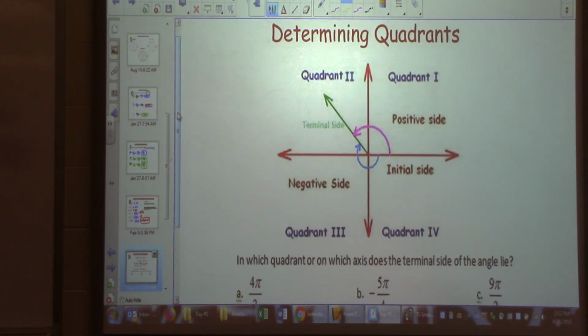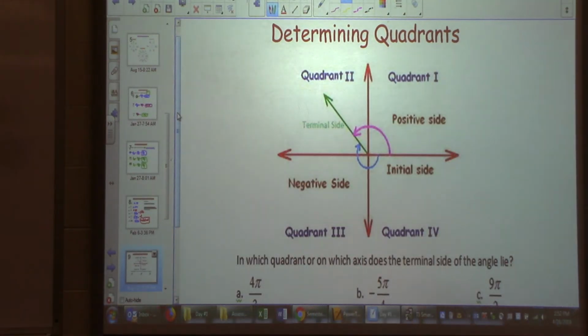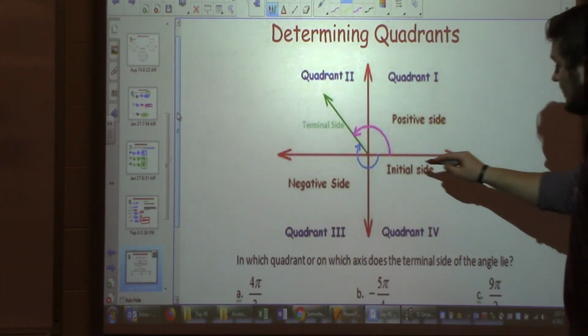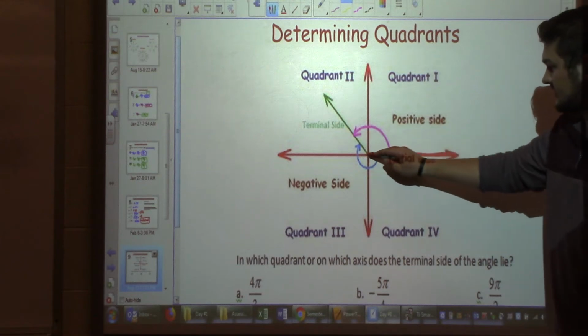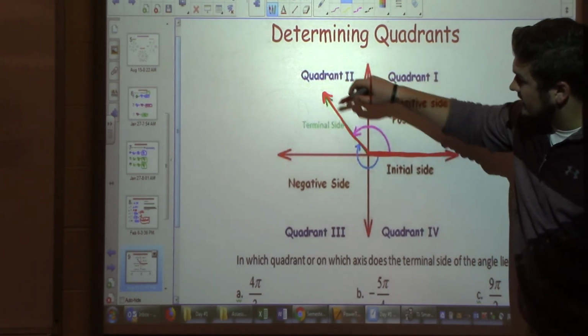What does the word terminal mean? If you have a terminal illness. Death. Not death, but like you're going to die. But the end, right? The end. So terminal is the end. So if it was the terminal side, it's going to be where our angle ends. So we said it always starts over here. It always starts at 0. The terminal side is where we end up.